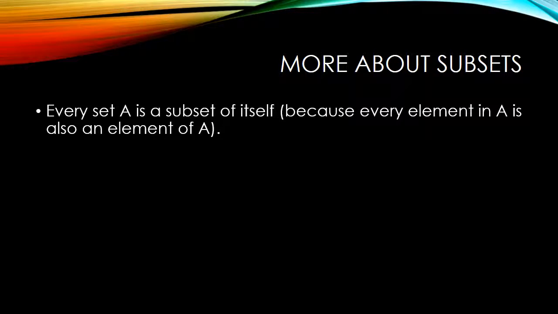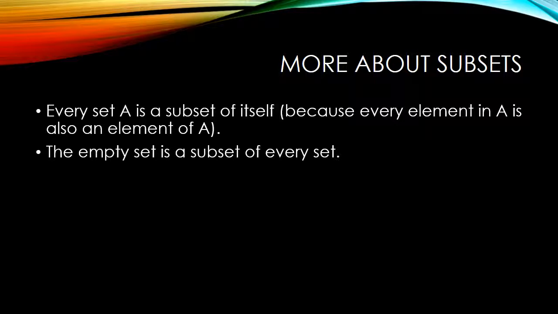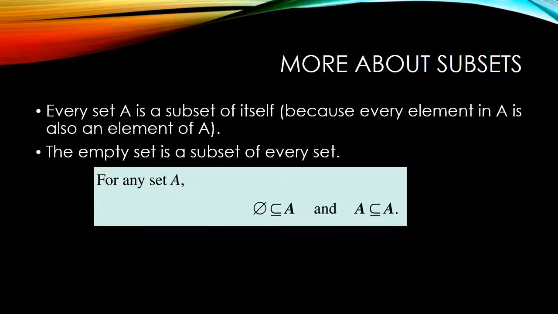Now every set A is a subset of itself, because every element in A is also an element of A. The empty set is a subset of every set. So the empty set, just because it has nothing in it, is actually a subset of everything. So for any set A, here's how we put this in the symbolism we've been talking about. The empty set is a subset of A, and A is a subset of A.